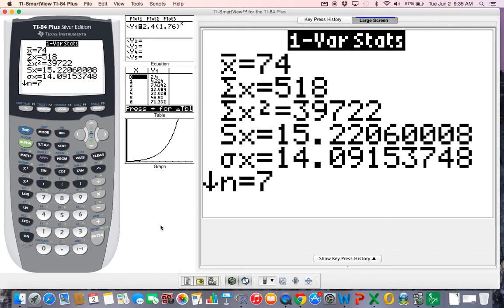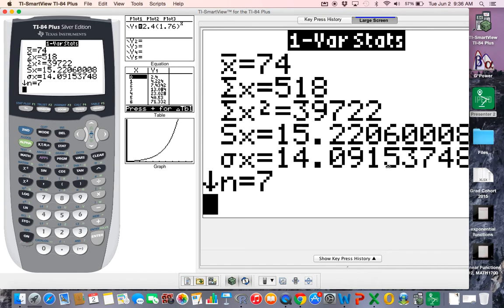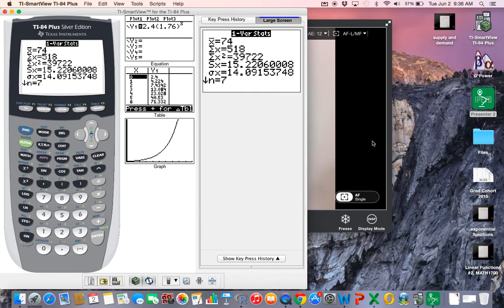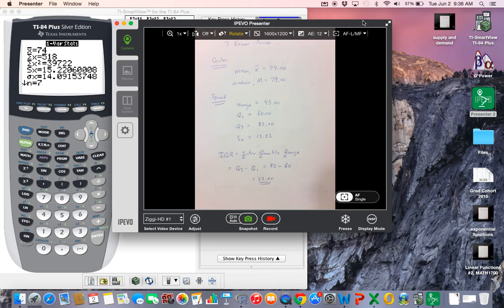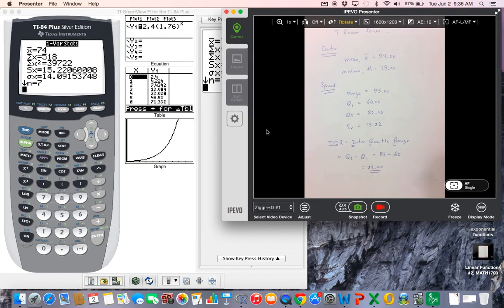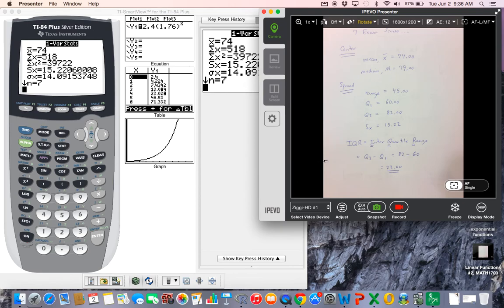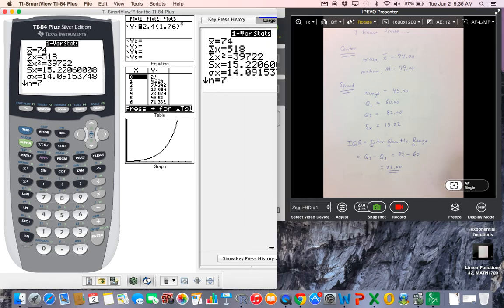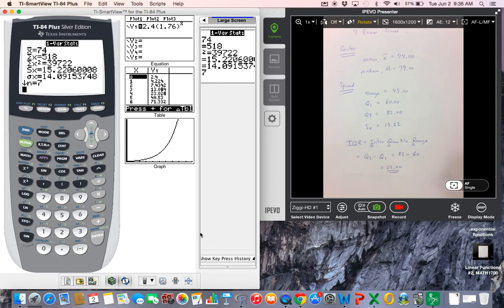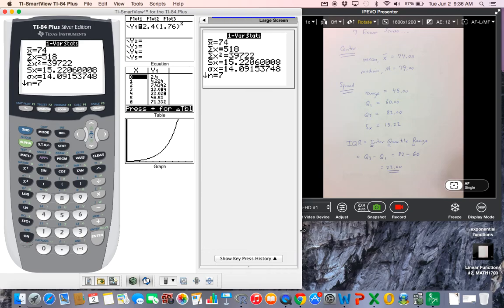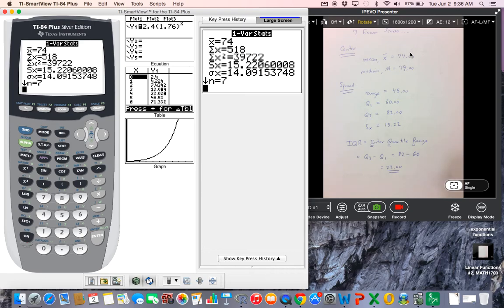Well, gang, at the top we see X bar is 74. I'd like to... well, it won't let me do that, will it? All right. So we can see that X bar is 74. You can see that this Sx, standard deviation, it took us about 20 minutes to figure out, is 15.22.